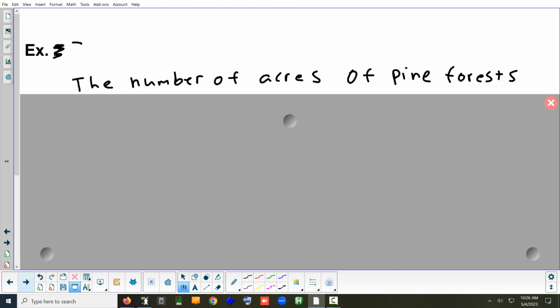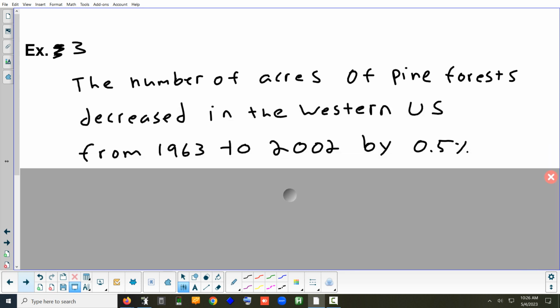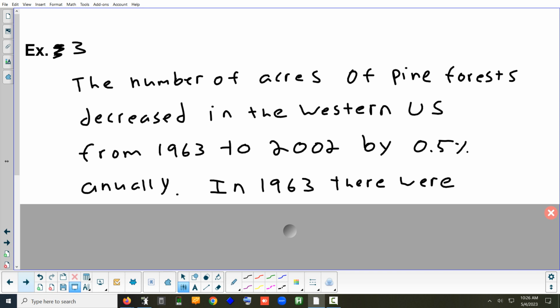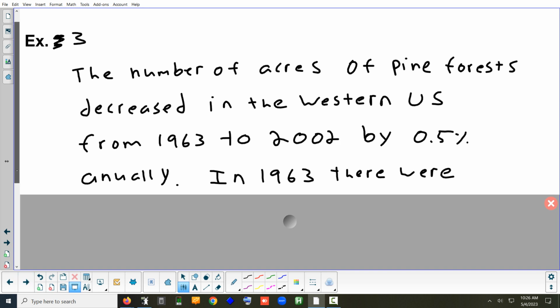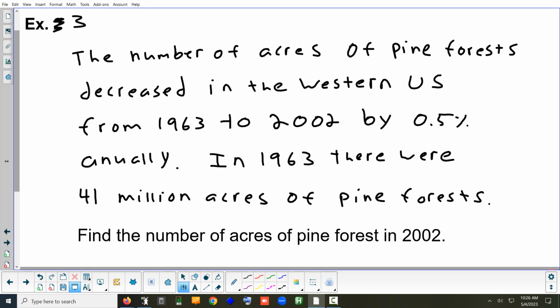This should say 3. Okay, so it says, just make sure the numbers match up. The number of acres of pine forests decreased in the western U.S. from 1963 to 2002 by 0.5% every year. Okay, so decreased by 0.5% every year. In 1963, we started out with 41 million acres of forest. They want us to figure out how much forest would be left in 2002.